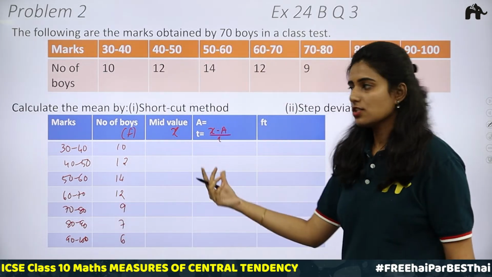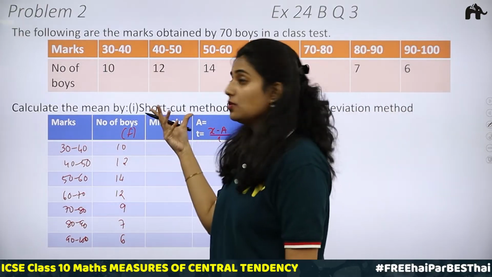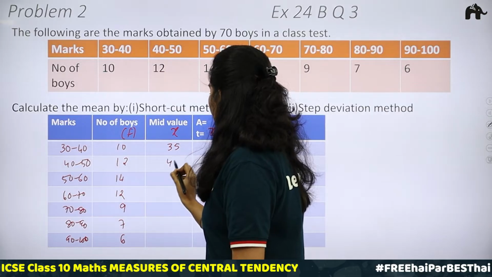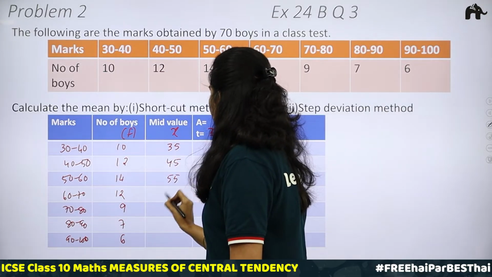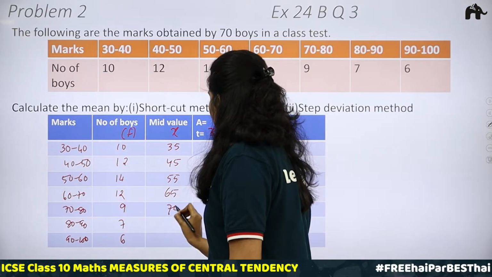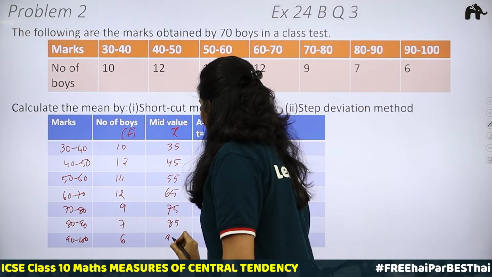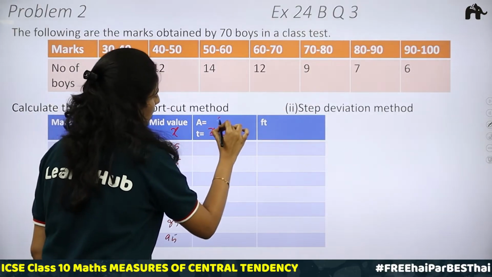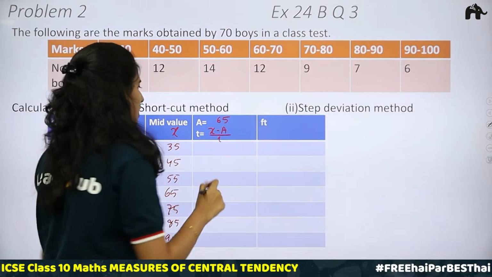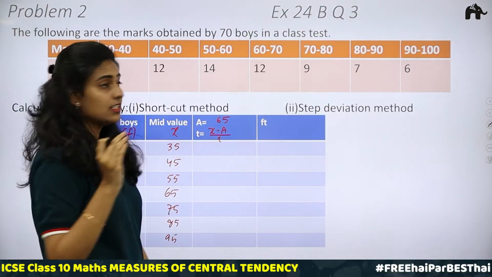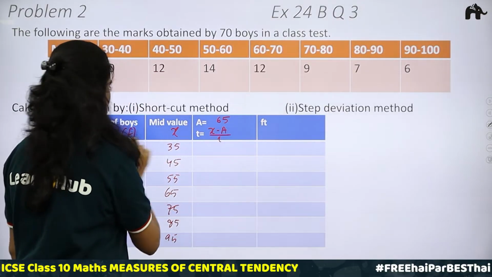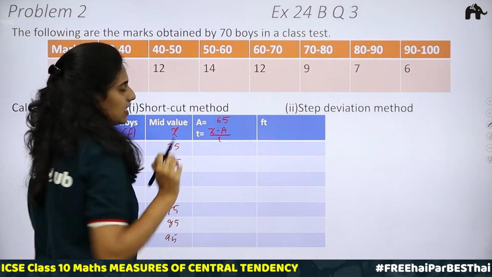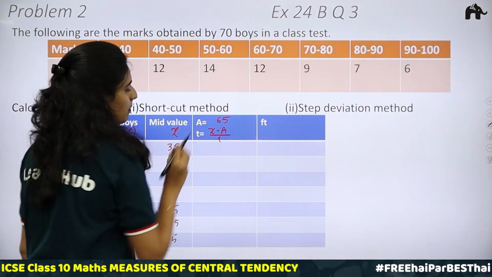Next we need X. X also we have determined in the previous part using the shortcut method. Here 30 and 40, 35, 45, 55, 65, 75, 85 and 95. Okay. Next, what is the assumed mean? Assumed mean was equal to 65. Then we also had determined the difference. Here in this case, the difference 35 minus 65, we got minus 30. This minus 30 divided by I, class size.